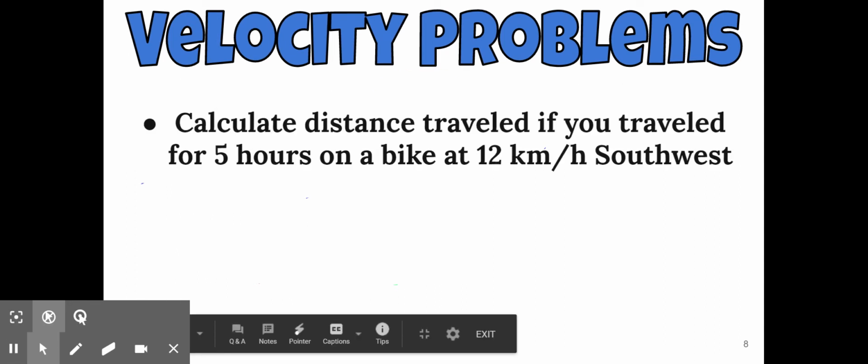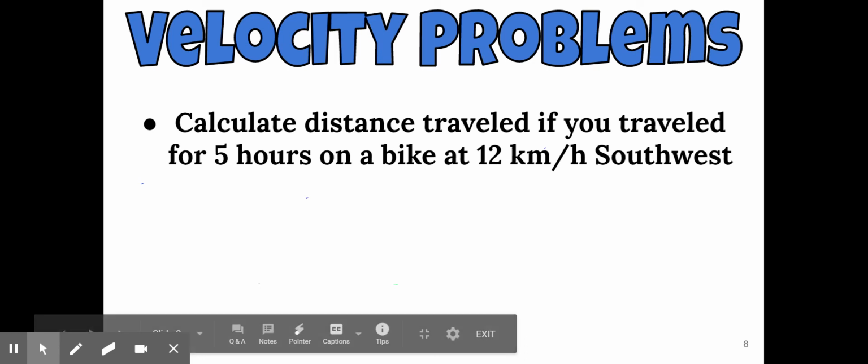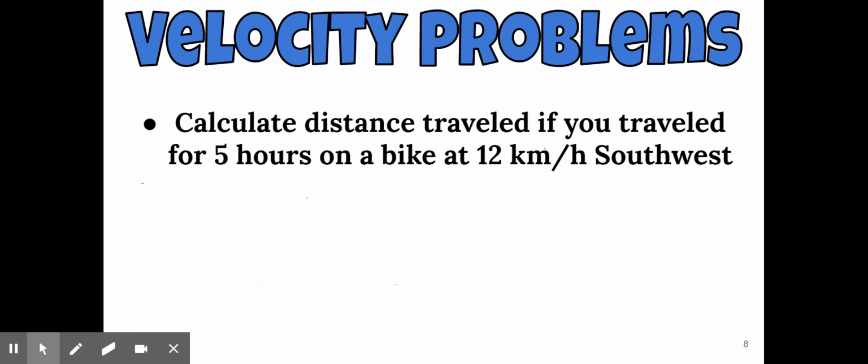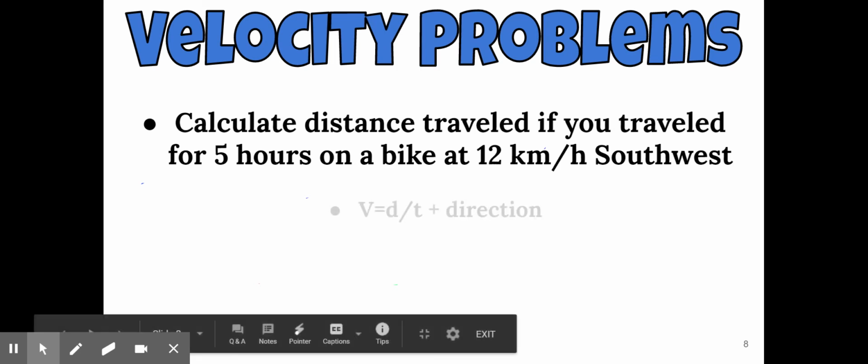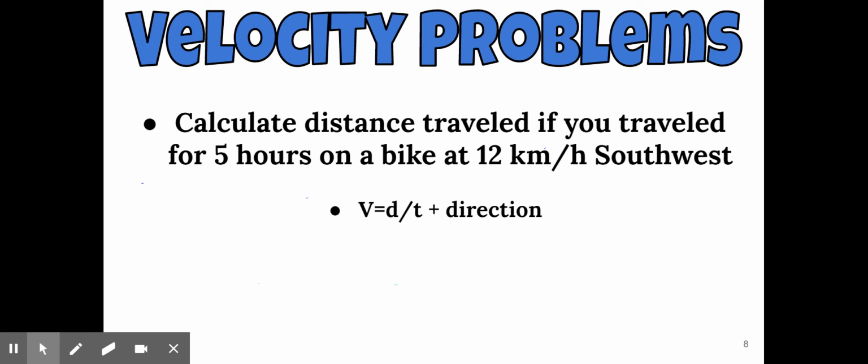So our next problem, what if we had the speed or the velocity already, but we didn't have something like distance? Calculate the distance if you traveled for 5 hours on a bike at 12 kilometers per hour south. Now we can just rearrange the equation. So we use that same equation, velocity equals distance over time plus a direction. We know the time, we know the velocity. Now we need to figure out what our distance is.